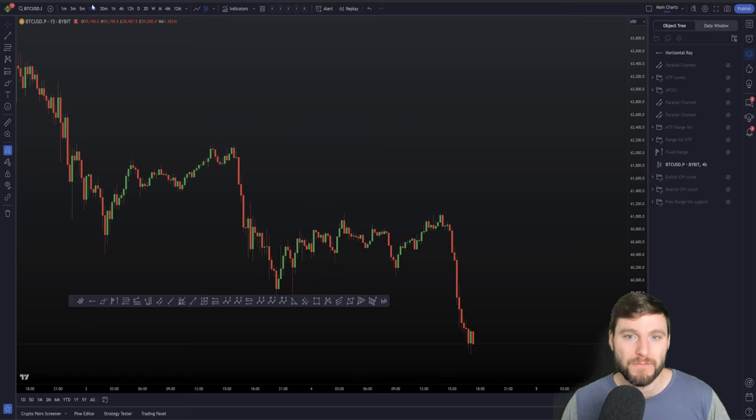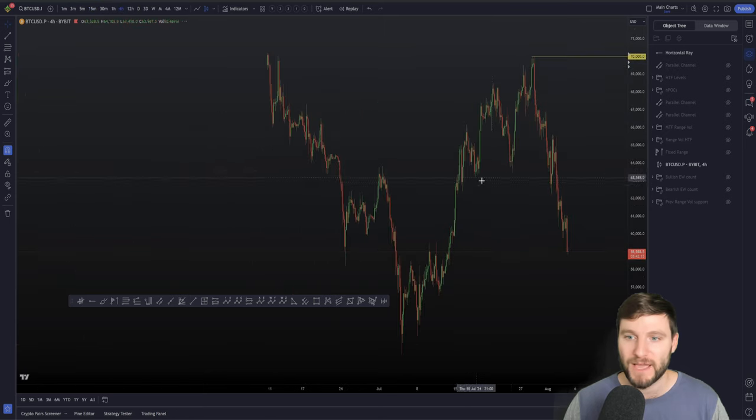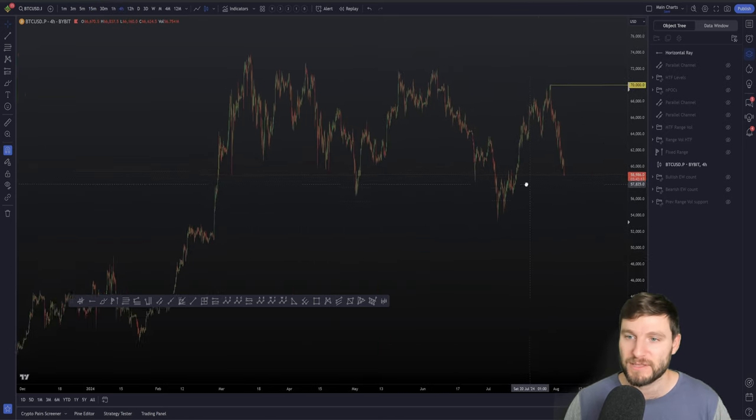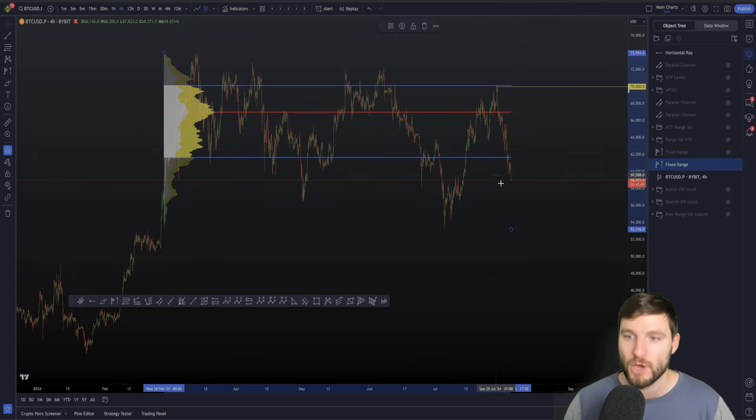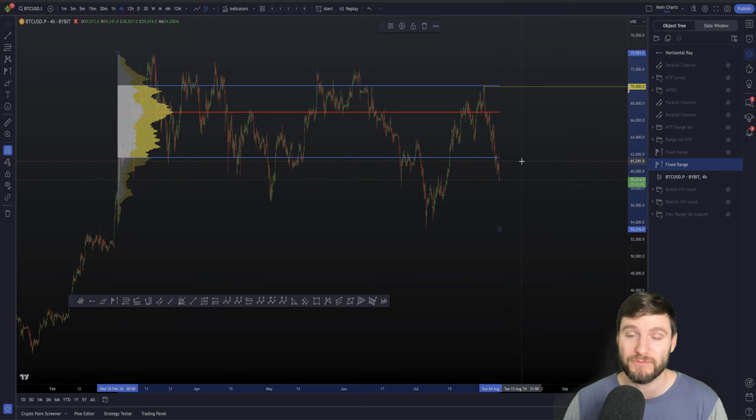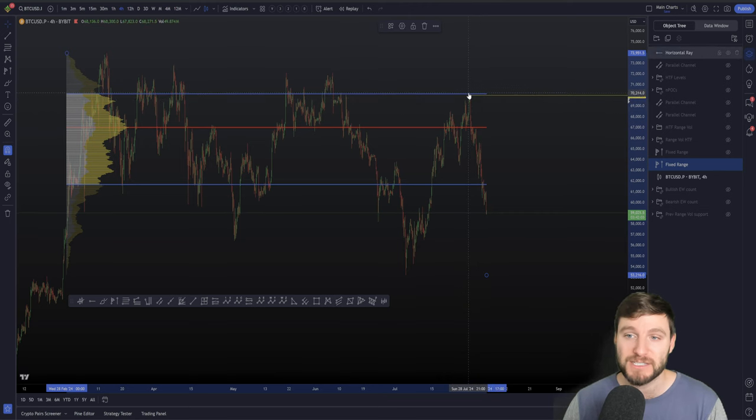So just to build up the picture before I end here: what do we have going on? We took out the 70,000 psychological level. We lost the range point of control. We lost the range value area low. That is extreme weakness, my friends. Just as we rejected off the value area high, we have now lost the value area low.